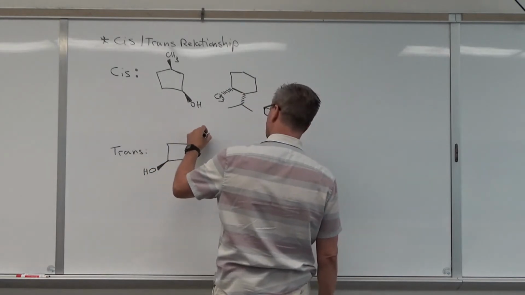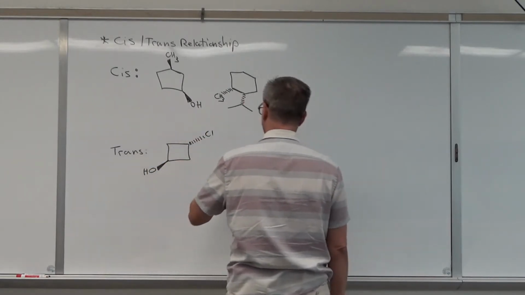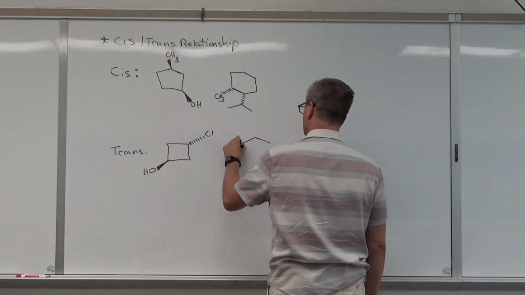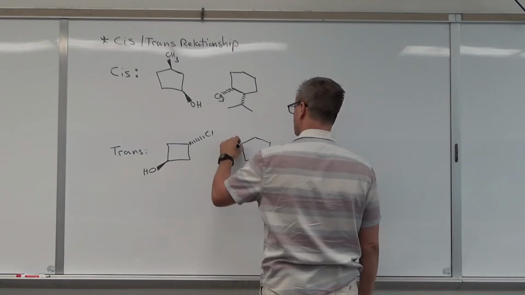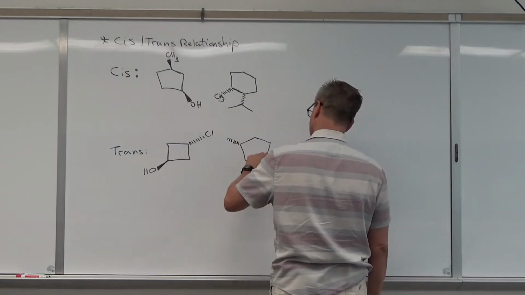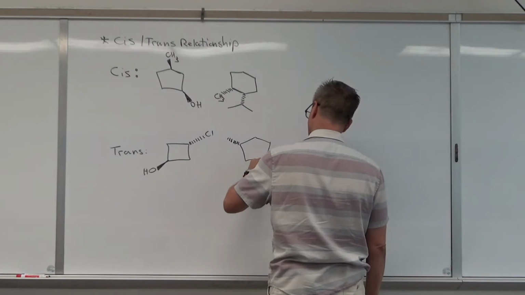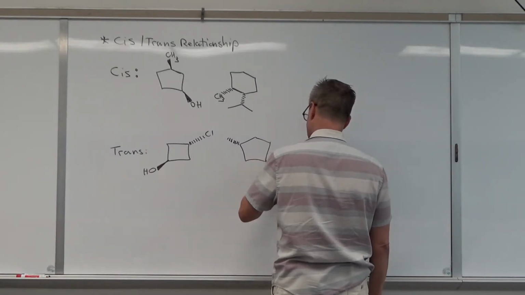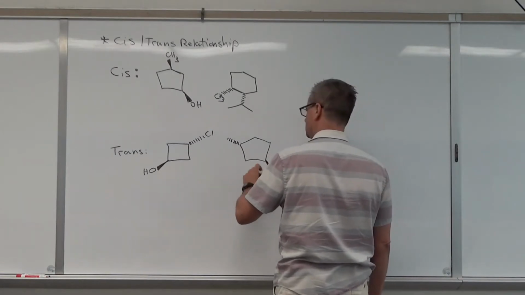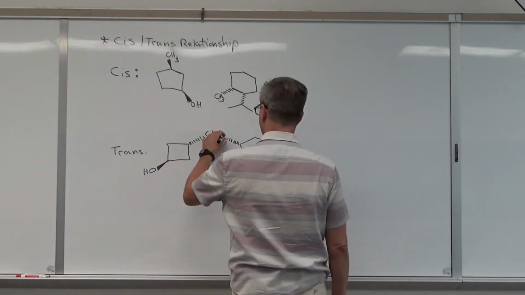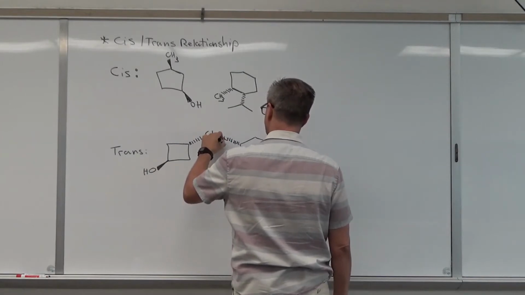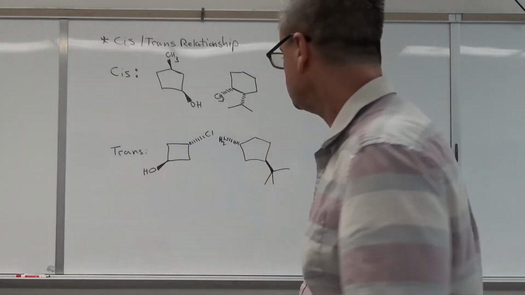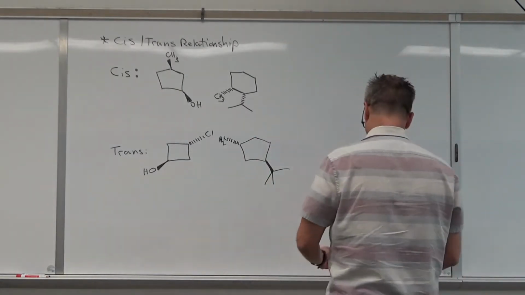OH again, and let's make that chlorine. And then a 5-membered ring again. We can make this a t-butyl, and that will be an amine, NH2. Trans to each other.